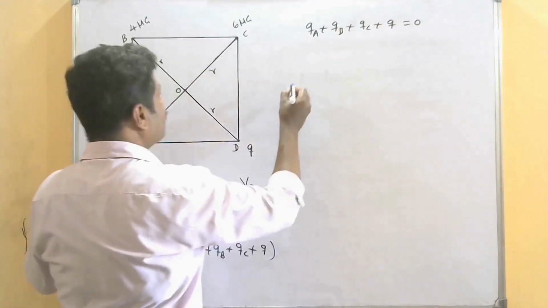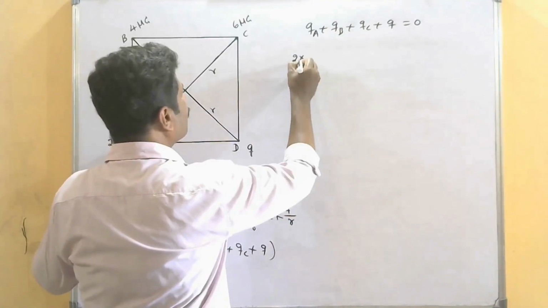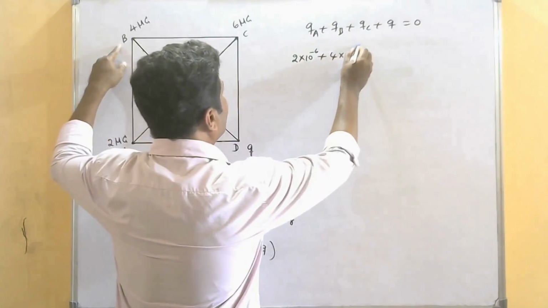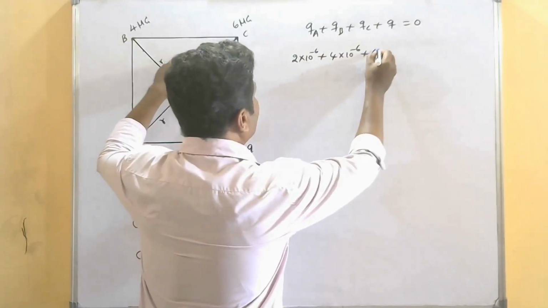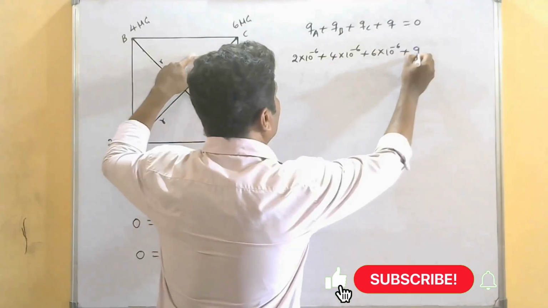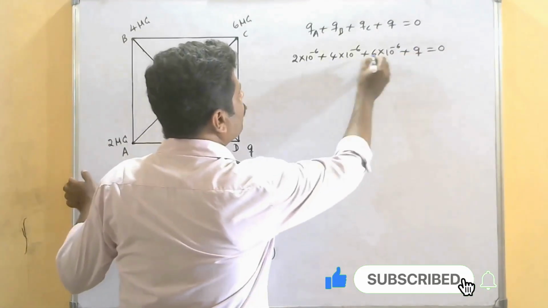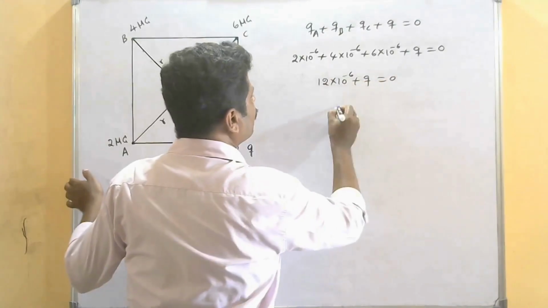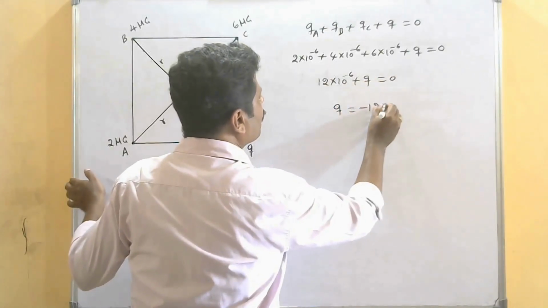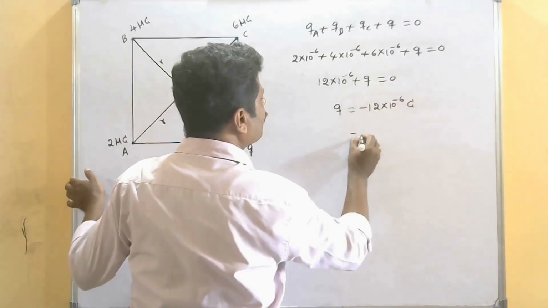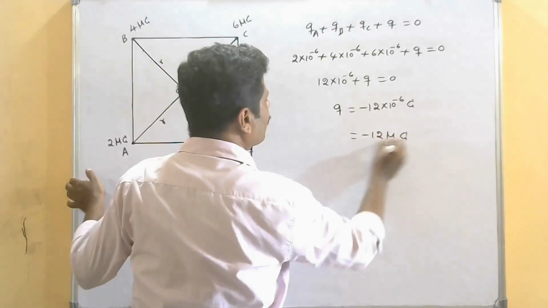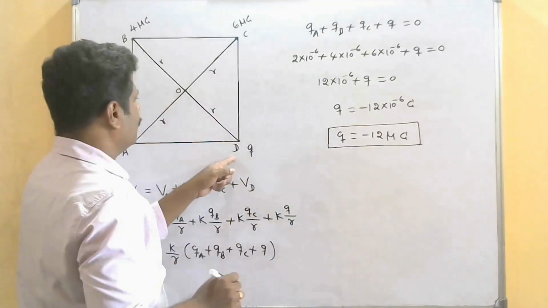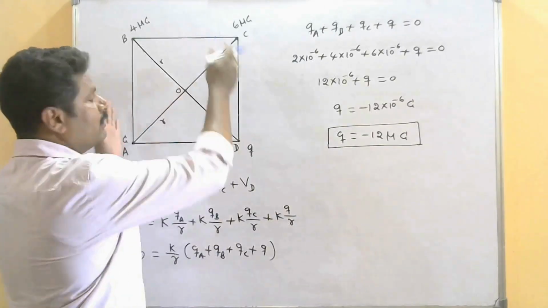On substituting the values, we get here QA is 2 microcoulomb plus QB is 4 microcoulomb plus QC is 6 microcoulomb plus Q equals 0. 2 plus 4 plus 6, 12 microcoulomb plus Q equals 0. So, Q is equal to minus 12 into 10 raised to minus 6 coulomb, or else you can take minus 12 microcoulomb. This much charge must be placed at D to make the net potential 0 at the center of the square. Okay.